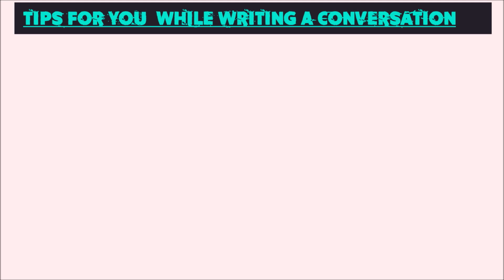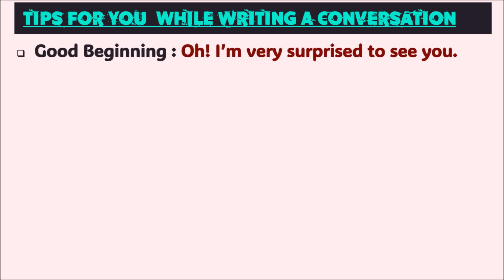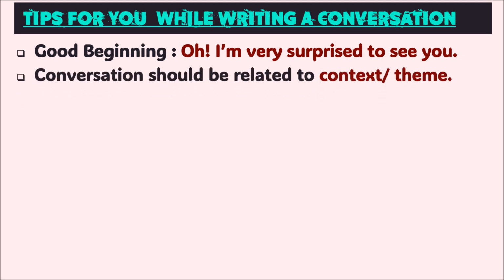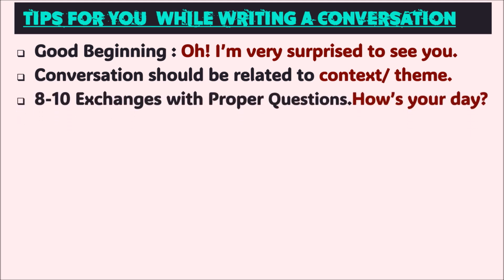Well, let's see. Here are some tips for you while writing a conversation. The first idea is you should have a good beginning, not simply saying hello, hi, how are you. So here is one kind of beginning. Based on the context, you have to use that beginning. For example, oh, I'm very surprised to see you. So the conversation should be related to context and theme, and there should be 8 to 10 exchanges with proper questions like how is your day or any other, and the questions will guide you to write a good conversation.